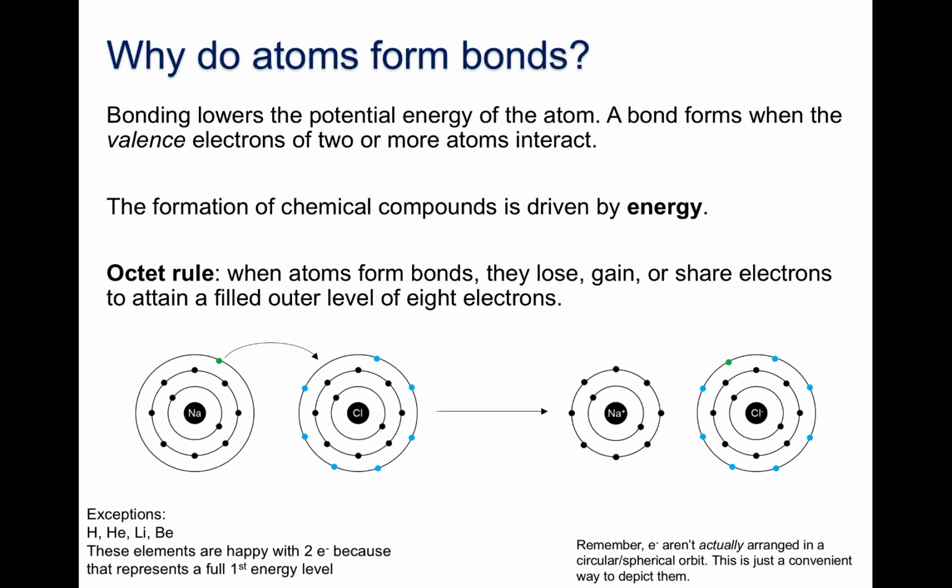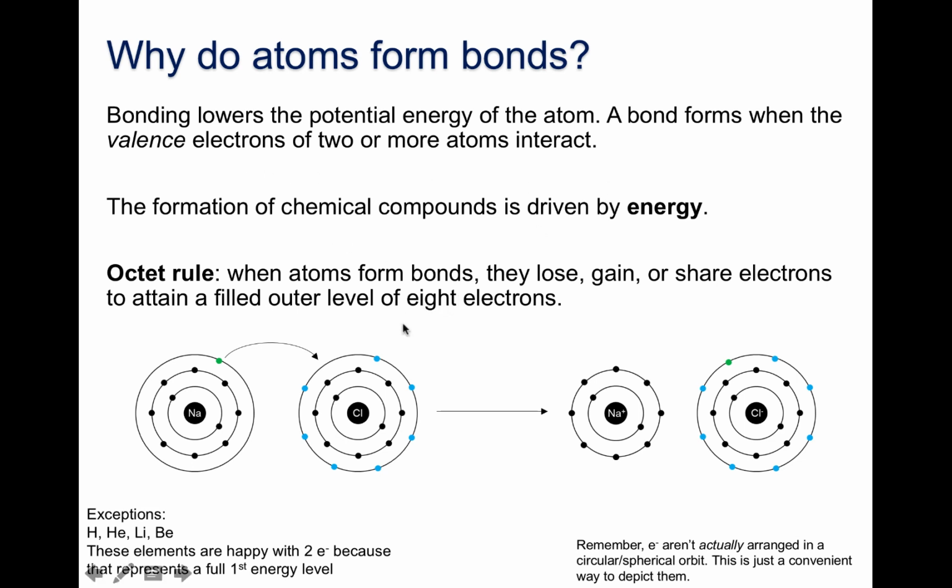Well, remember, pretty much everything in chemistry is driven by energy. And when an atom bonds with another atom, via having the valence electrons interact with one another, it lowers the overall potential energy of each of the atoms. So energetically, it's favorable for all atoms involved. And so most of the atoms on the periodic table are going to follow what we call the octet rule. And so when they form bonds, they're either going to lose, gain, or share electrons in an attempt to attain a filled outer energy level of 8 electrons. So octet comes from the number 8.